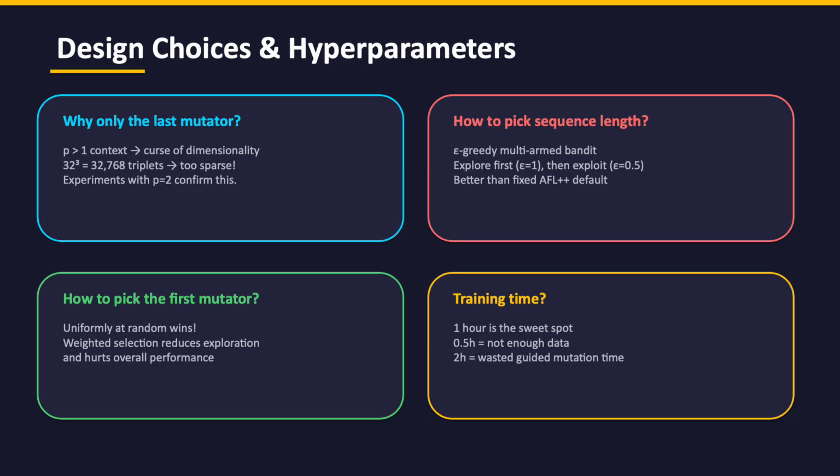Third, how to pick the first mutator. You might think a weighted selection favoring mutators that have been more productive would help, but actually uniform random selection works better. The author's interpretation is that weighted selection makes the sequence too deterministic, reducing exploration. This is a nice reminder that in fuzzing, randomness is a feature and not a bug.